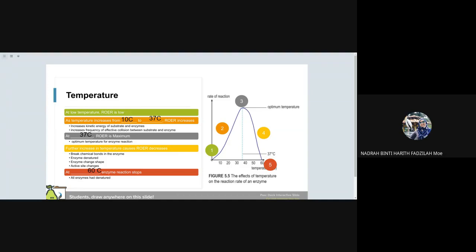Semakin banyak enzyme denatured, jadi makin kuranglah rate of enzyme reaction. Pada suhu 60 darjah Celsius, at 60 degree Celsius, enzyme reaction stop. Kenapa? Sebab semua enzim sudah rosak, sudah denatured. So all of the enzyme can no longer combine with substrate to form enzyme substrate complex.